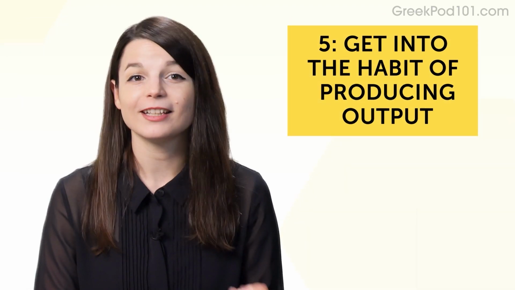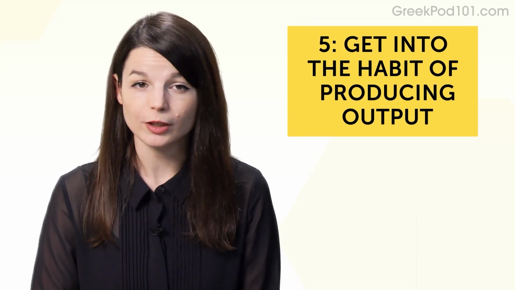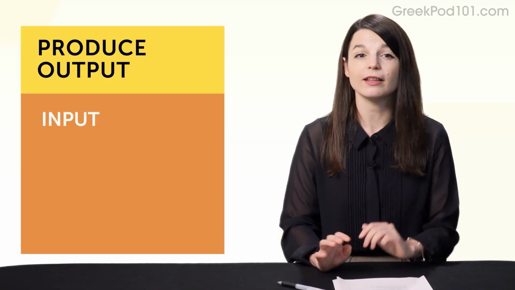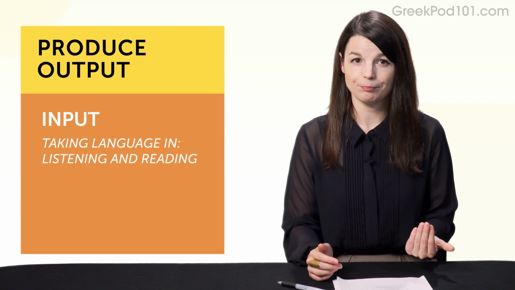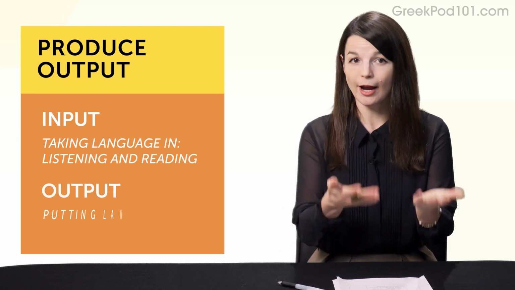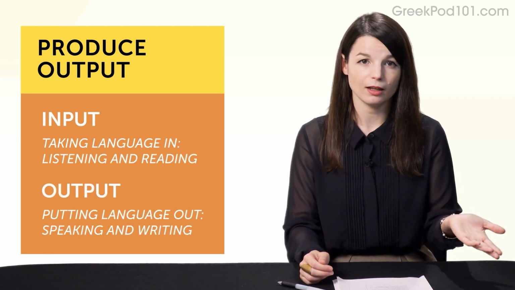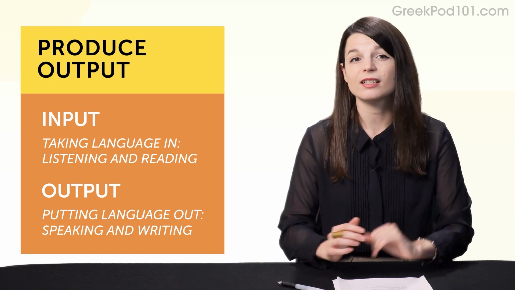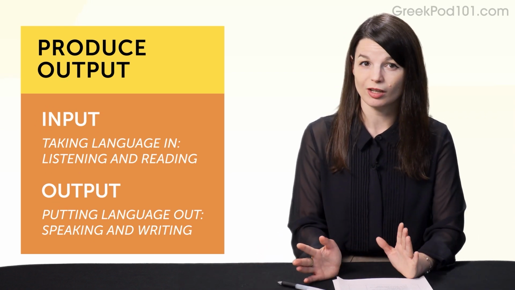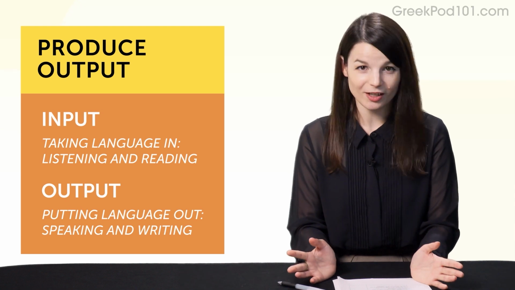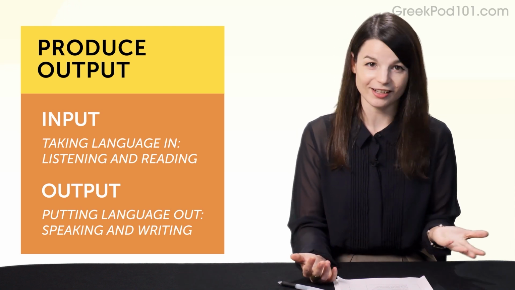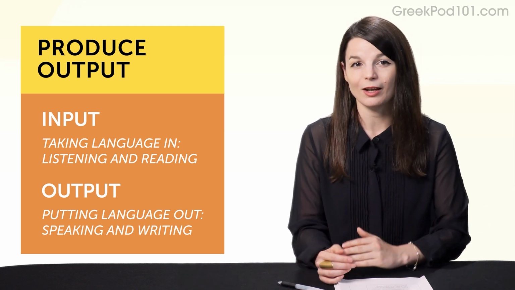Habit number 5, get into the habit of producing output. Input is taking language in, listening and reading, and output is putting language out, so speaking and writing. The point here is it's easy to just sit and listen and watch YouTube videos. You can listen to lessons all day long, but listening helps with listening. It won't get you speaking the language.